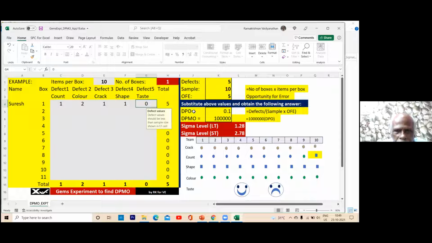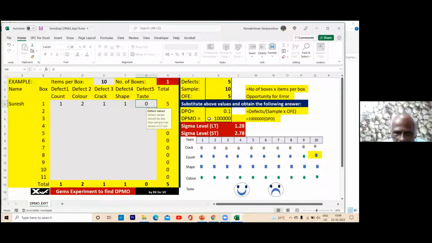Now, DPO, defects per opportunity, is nothing but defects noticed, that is 5, divided by total opportunity for error. Total opportunity for error is sample into opportunity for error. So, 10 into 5 is 50. Therefore, 5 by 50 is 0.1. And per opportunity, if it is 0.1, for per million opportunities, I have to multiply DPO by 1 million. So this is how we are doing the calculations.